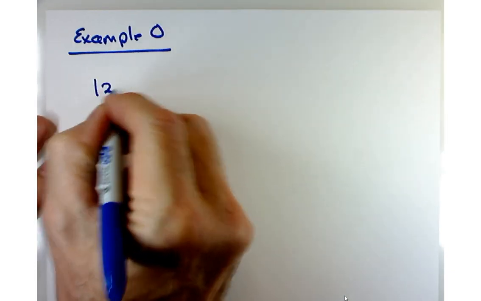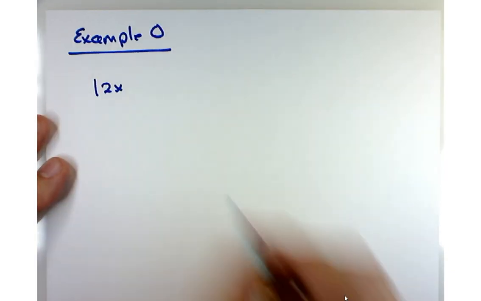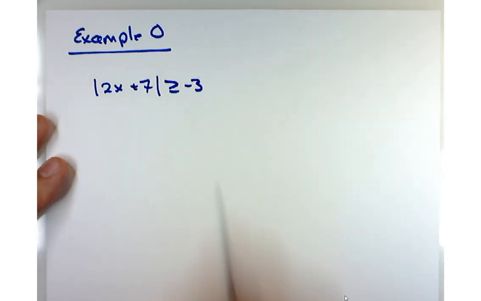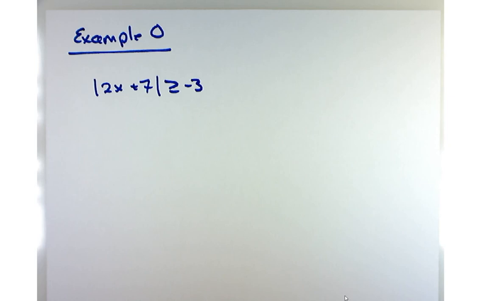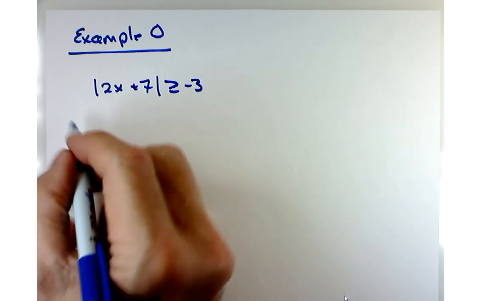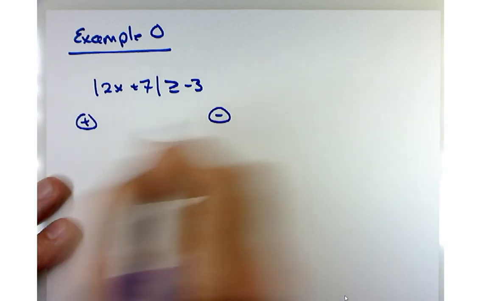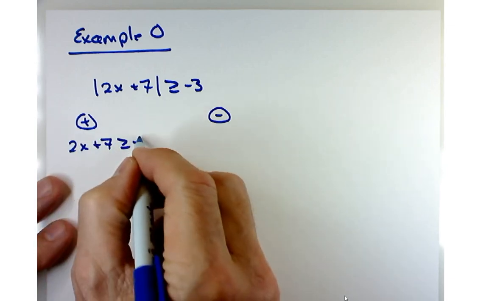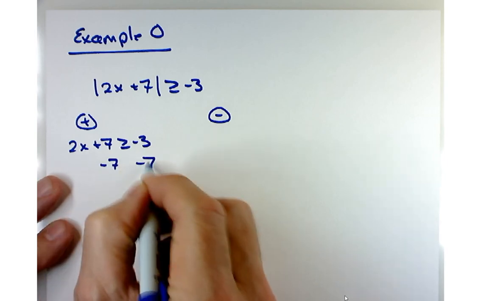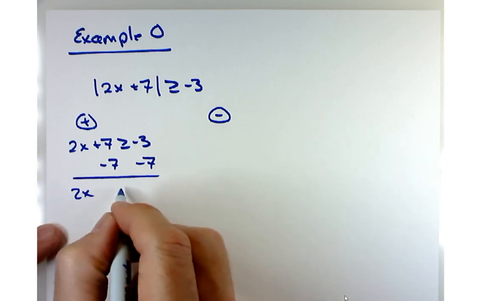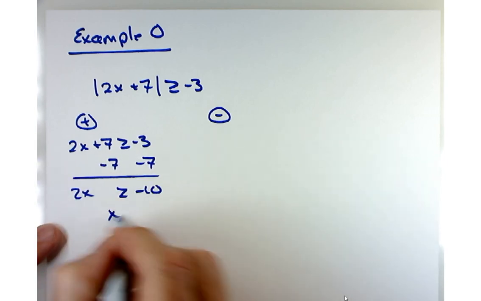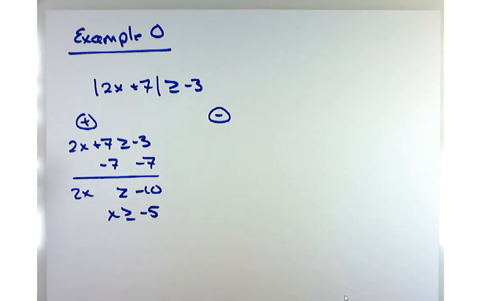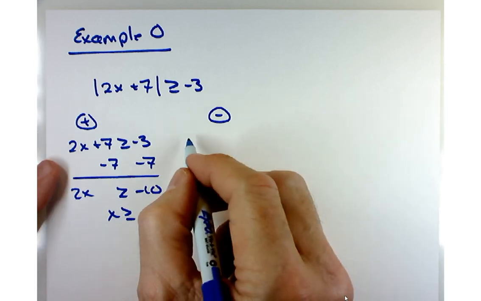So I've got the absolute value of 2x plus 7 is greater than or equal to negative 3. So just maybe relax and watch for a minute. You could set up your positive case and negative case, and that works out great. 2x plus 7 is greater than or equal to negative 3. Subtract 7 from both sides, and then divide by 2, and I'll get x is greater than or equal to negative 5. That's fine for the first one.